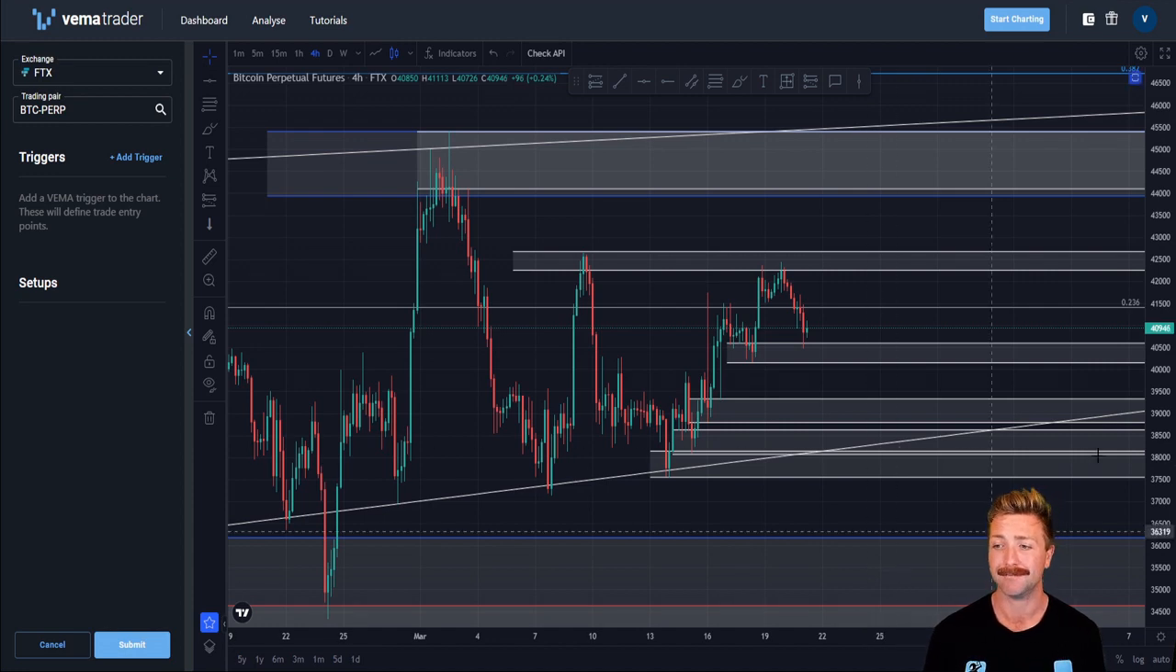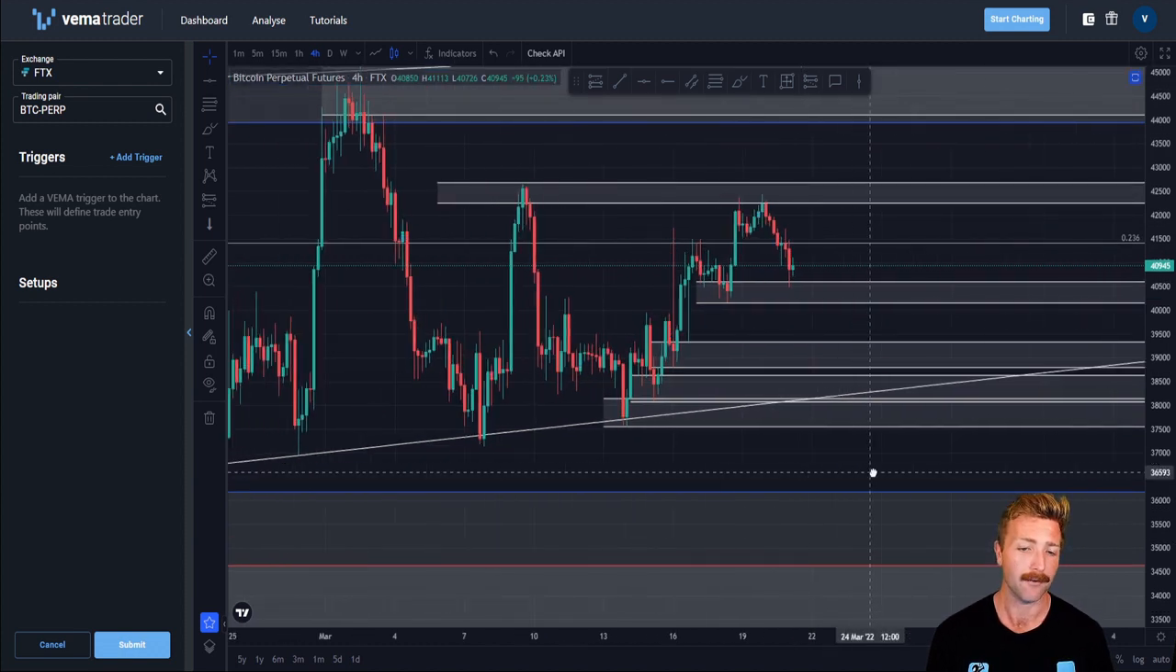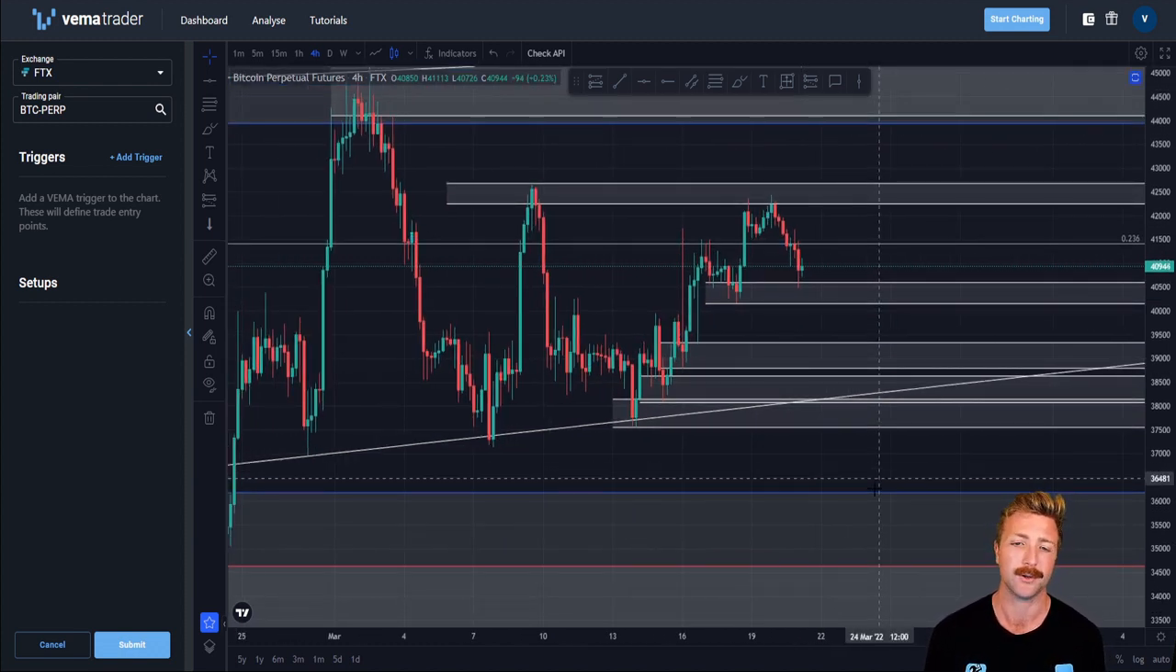It's now starting to have a bit of structure. It's starting to move in a way that at least makes sense to me, right? What's disgusting to me might be exactly what you like to trade. This is much more how I like to see Bitcoin move. That said, I still don't really have any trades.